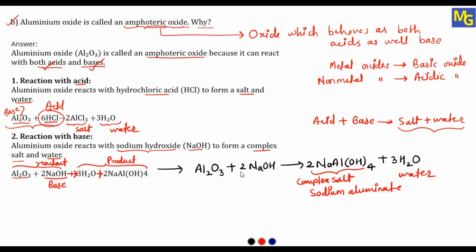And as I told, this is already a base, sodium hydroxide, we all know. Then what should the oxide be? It should act as acid. So the same compound, Al2O3, here it is acting as acid, and there it is acting as base, meaning it is an amphoteric oxide. So this is the answer for this sub question B. I hope you understood the explanation which I have given with all the equations.